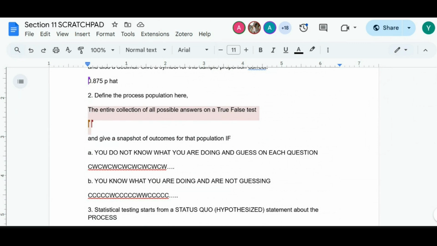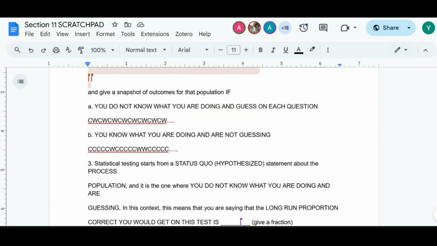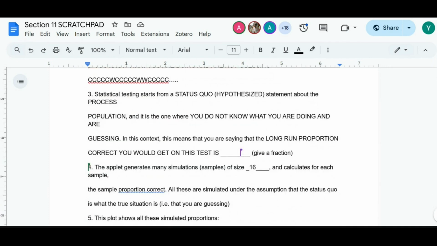If you don't know what you're doing and guess, you would expect around a 50-50 correct-wrong spread. And if you know what you're doing, you should see more correct. This is perfect. But do you realize this is why we don't use this as the status quo, because it's vague? How prepared are you for the exam? So statistical testing always starts with a hypothesized status quo statement. And if I say you guess, I'm saying that the long run fraction you get correct is, give me a decimal, if you guess on the true-false test. Yes, 0.5.